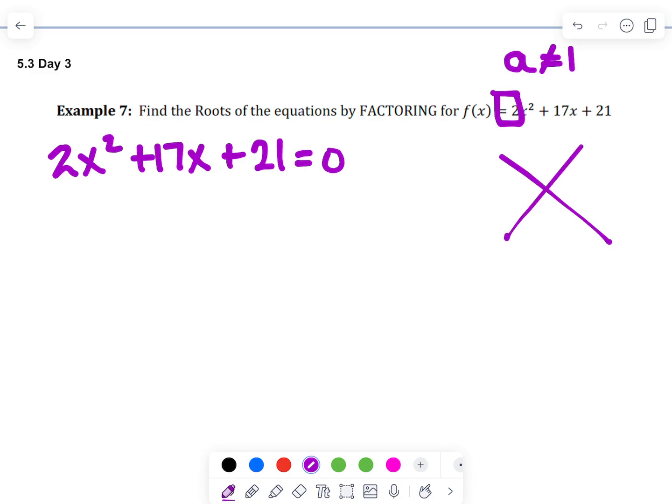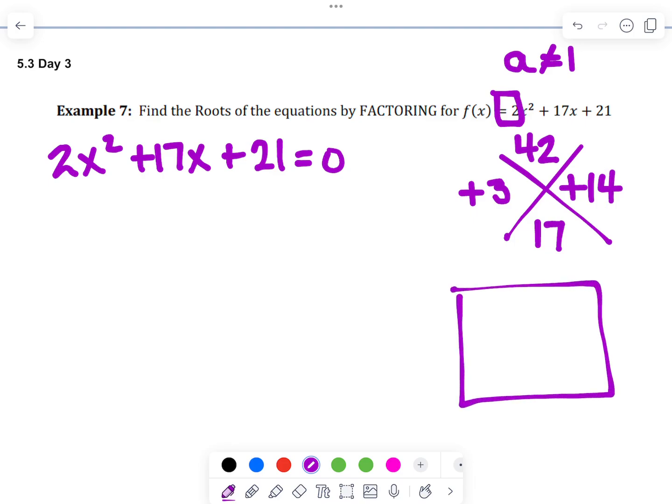The top of the diamond is our AC, so 2 times 21 is 42. The bottom of our diamond is our B, 17. Now we say, what are the multipliers of 42 that add to 17? And that is +3 and +14. Now we set up our box.